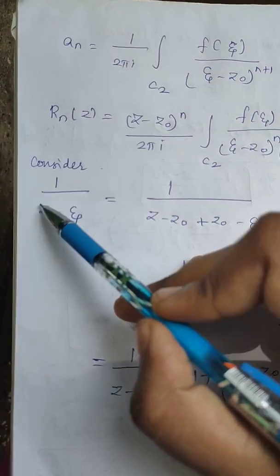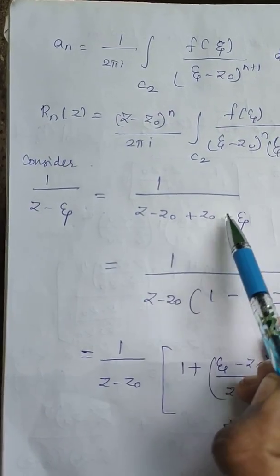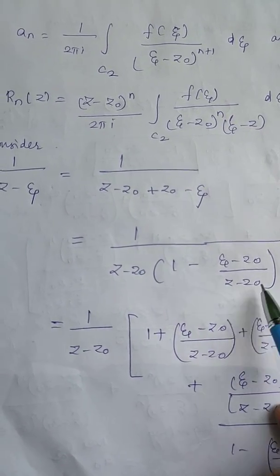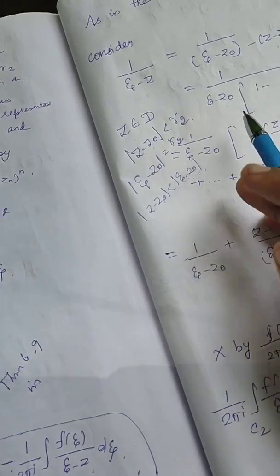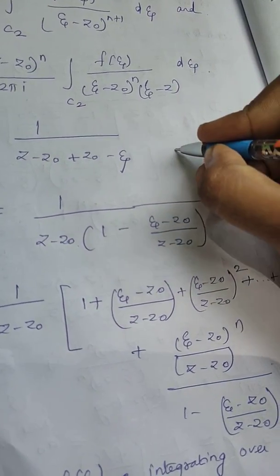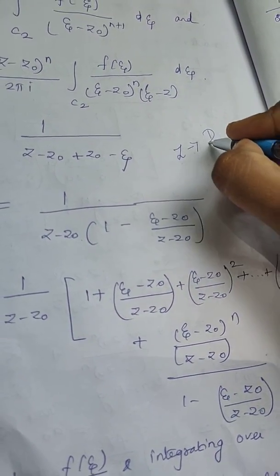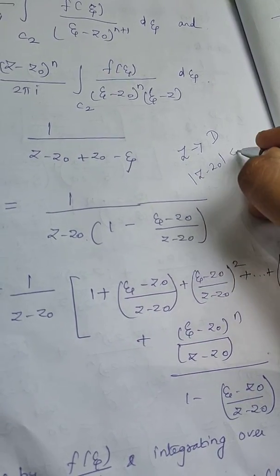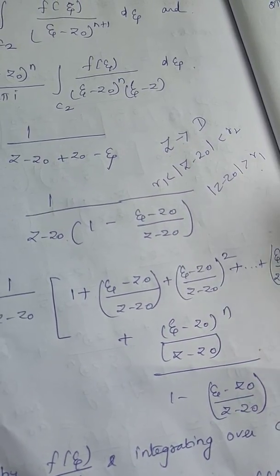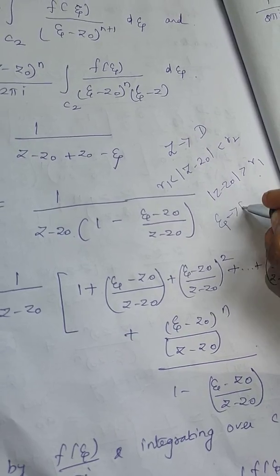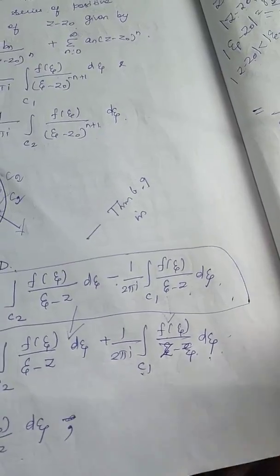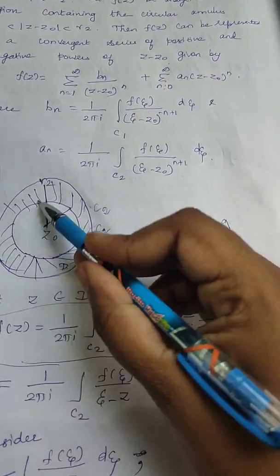Consider this: 1 divided by z minus zeta. Here I have added and subtracted z naught, and I have taken z minus z naught outside, giving 1 minus zeta minus z naught divided by z minus z naught. Listen, z is a point in the region D, which means modulus of z minus z naught is greater than r1. And zeta is a point on c1, because I have considered this integral. Zeta is a point on c1, and c1 is the inner circle.